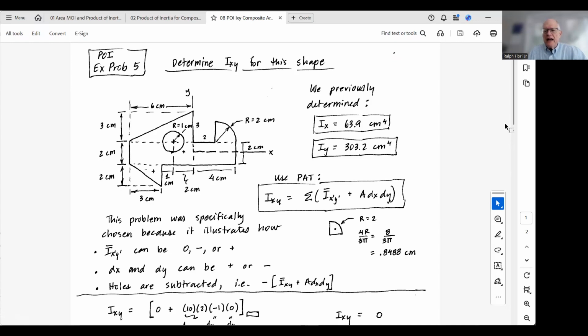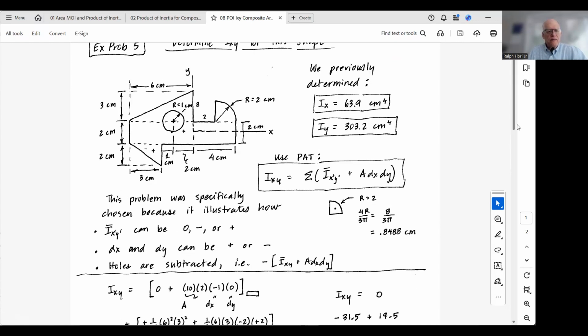So this is another practice problem or example problem for product of inertia. I chose it because the different sub areas illustrate different signs, because the shapes are at different orientations, plus the dx's and dy's are positive and negative. And also there's a hole, so there's a negative hole. And so it illustrates all the signs that you have to keep track of when you're working a product of inertia problem. And again, this looks weird.